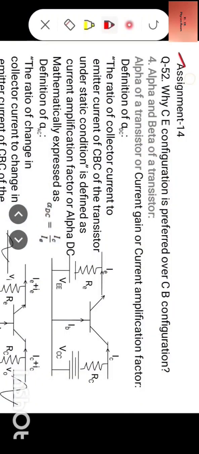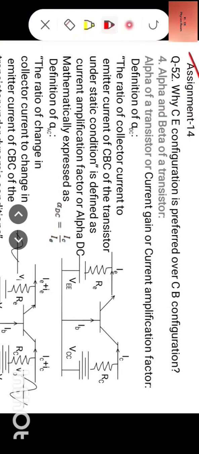Okay, input impedance is very high, output impedance is low. It is used as matching device or buffer amplifiers, etc. Now assignment 14 continued. Question number 52. Why common emitter configuration is preferred over common base configuration?